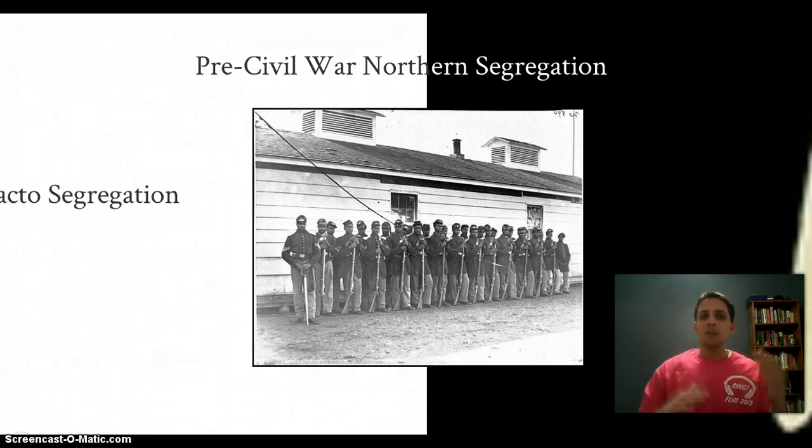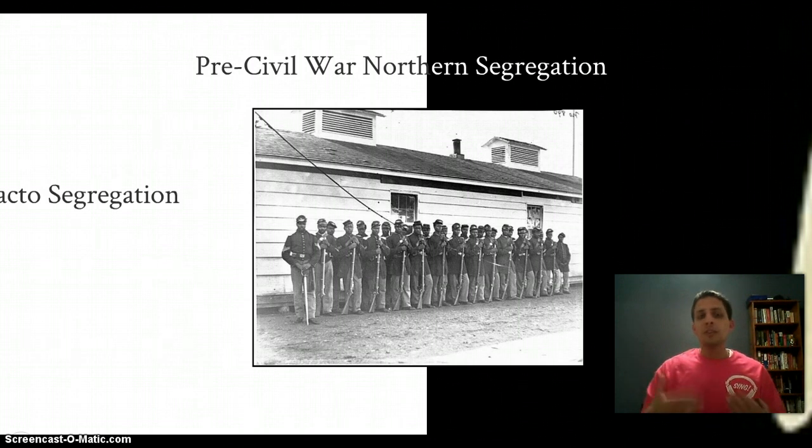Now, as we learned earlier in our class, Northern society is predominantly white, especially pre-Civil War. We're talking about somewhere in the range of 96 to 98% white. So they do have segregation to varying degrees in different states, and the laws vary by state in the North. But the best example I think we can look at would be segregation in the United States Army.